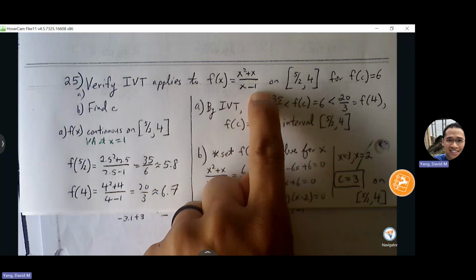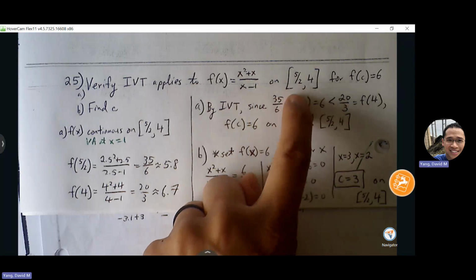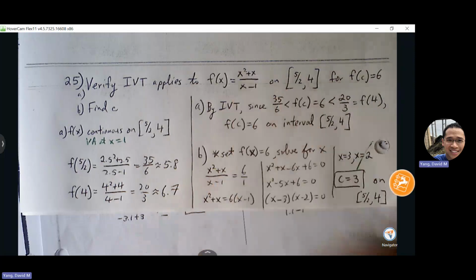Now, if your asymptote or break in the graph interferes with your interval, then you stop the problem and say IVT doesn't apply. But in this case, we're safe because 1 is outside that interval from 2.5 to 4. So we can just state the function is continuous on that closed interval.